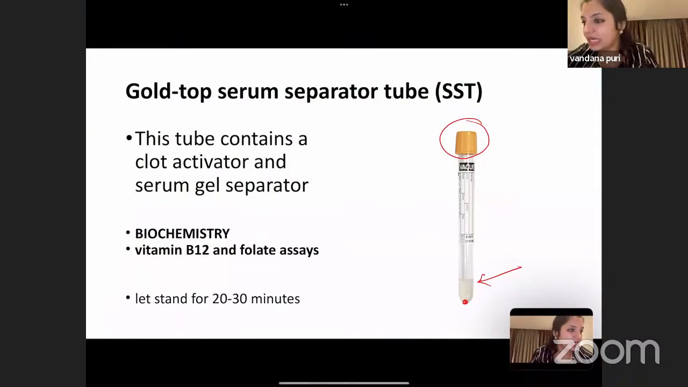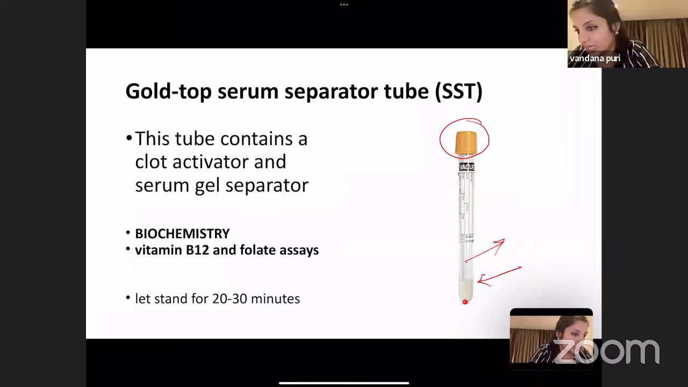Okay, so the red cells come down and the serum comes on the top. So now the problem of hemolysis is much less. That is the beauty of this, and the samples can be transported. One, it takes less time to clot, it clots in 20 to 30 minutes itself. And second, the problem of hemolysis is less. So you can do all the biochemistry, vitamin B12, folic acid, everything, liver function tests.